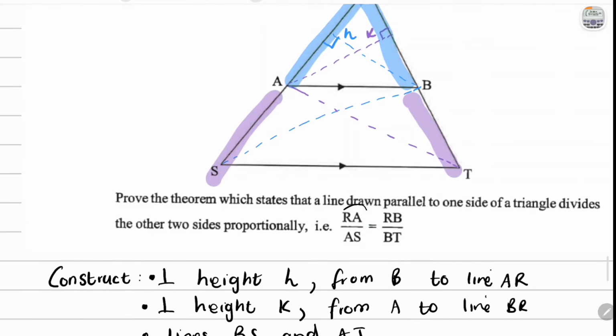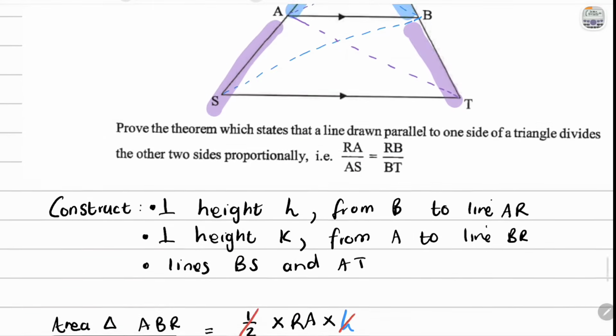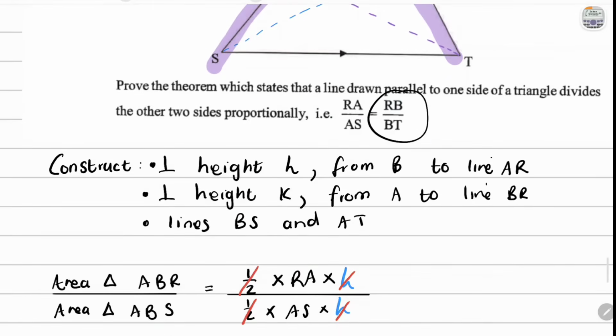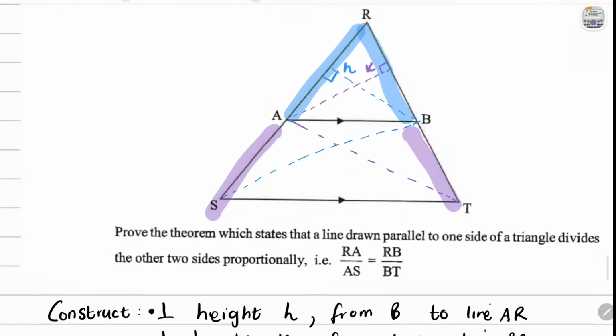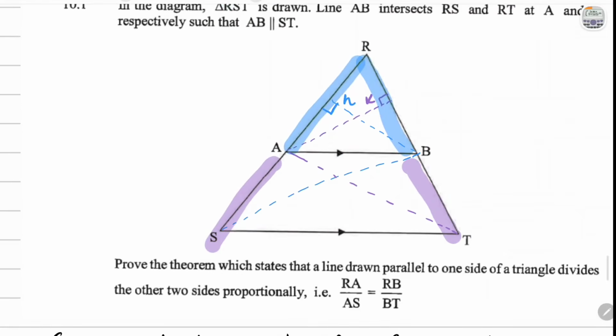We have RA over AS, and now we just have to focus on RB over BT. So we're going to do the same thing. Focus on the areas that have these bases. So RB, which area has the base RB? Which triangle's area? Okay, it will be this triangle again, but this time we focus on this as the base. If that's the base, then where's your height? The height of the triangle with this base is K, from the highest point down to the perpendicular base.